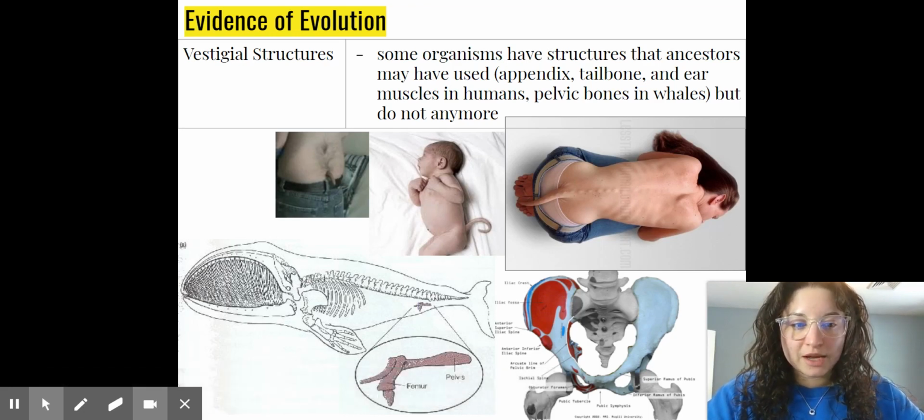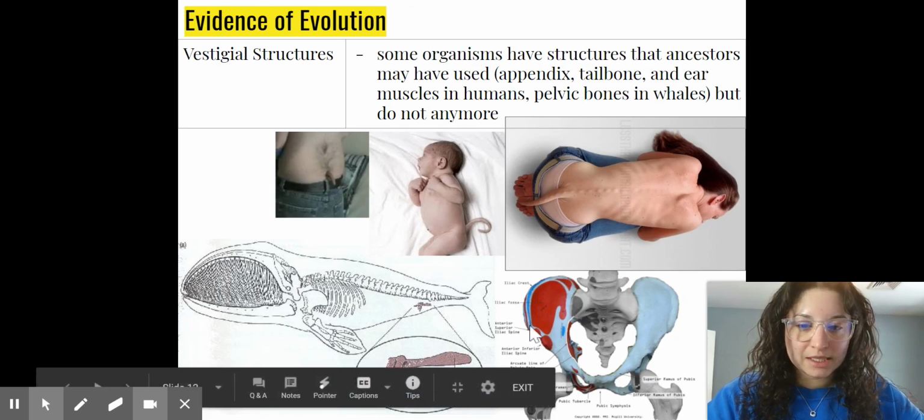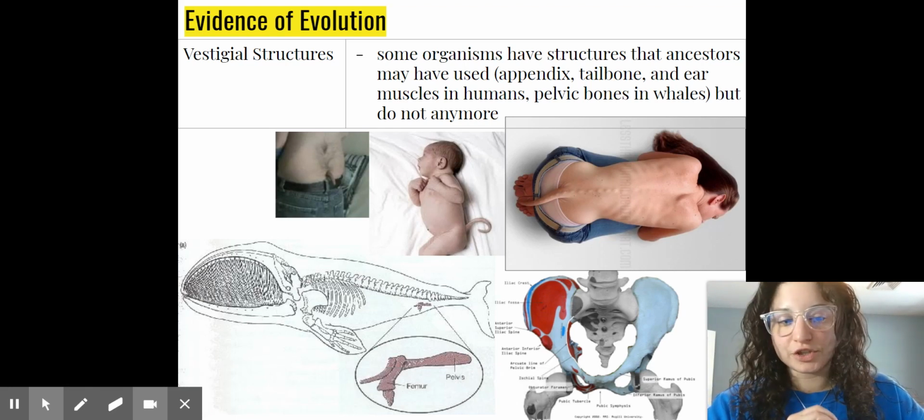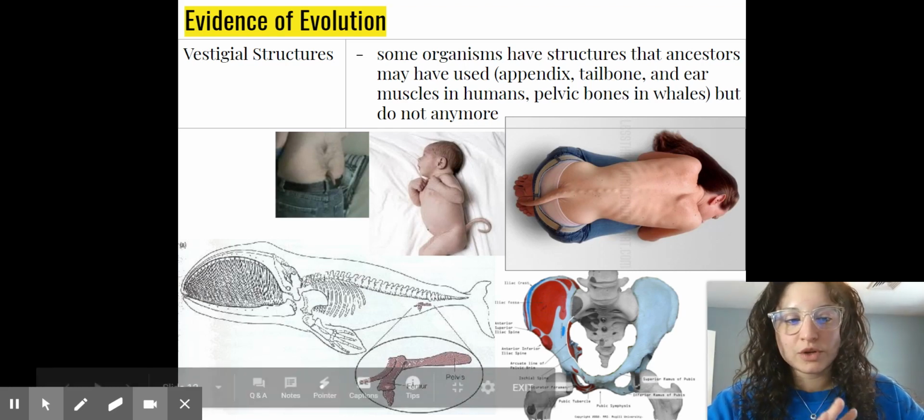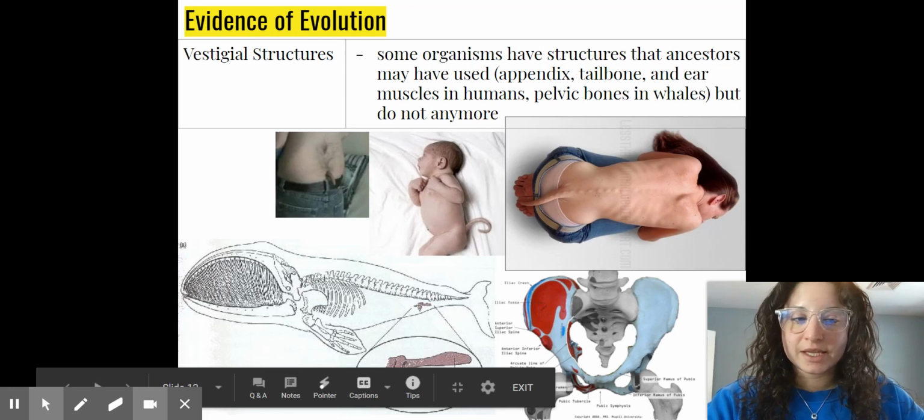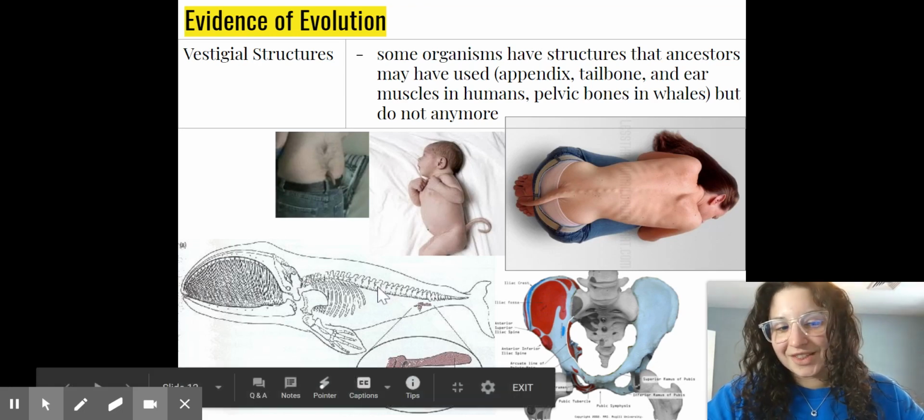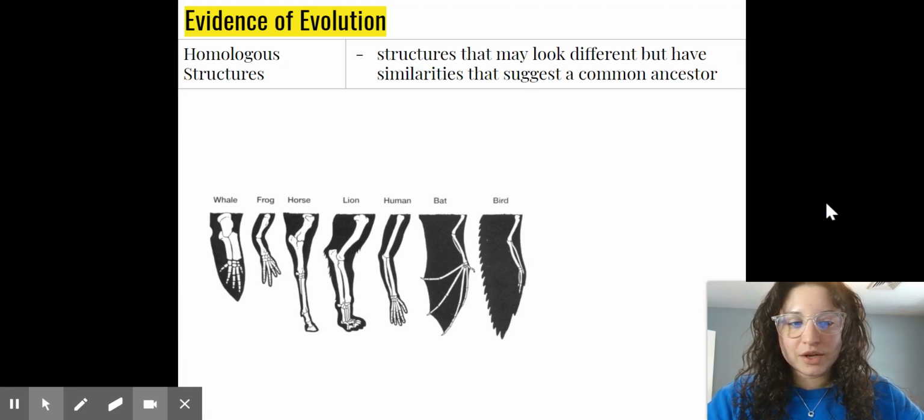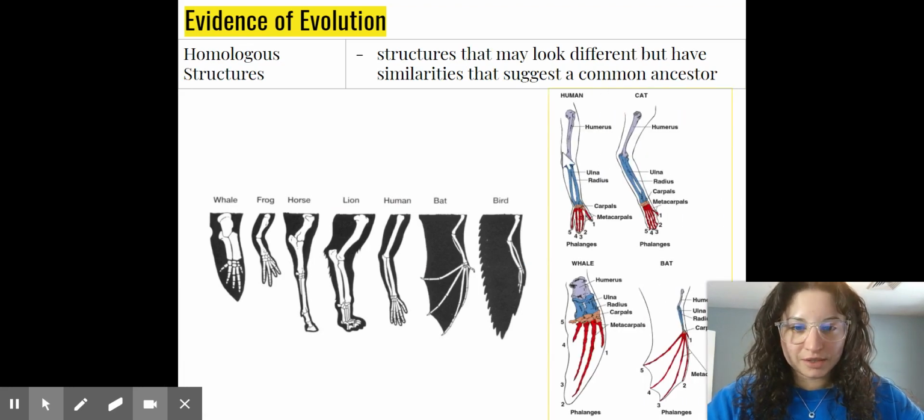So it's showing a relationship between humans and whales, because remember, whales are mammals as well. But it's showing this vestigial structure. Whales have it, they don't use it, but it's showing that their ancestors probably used it when the whale, or the ancestor of the whale, walked on land.